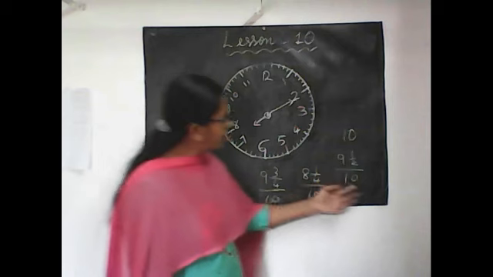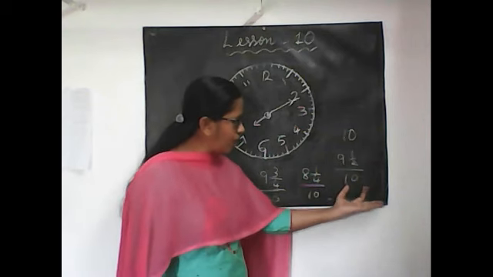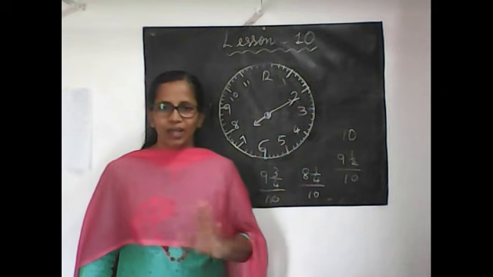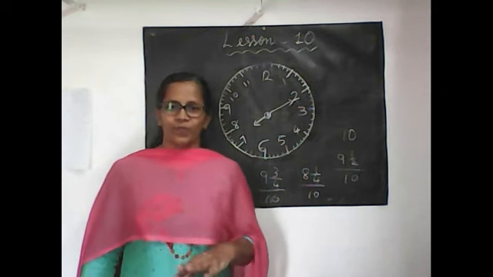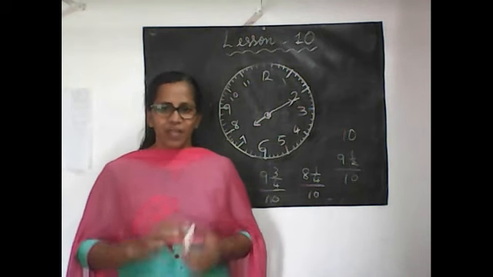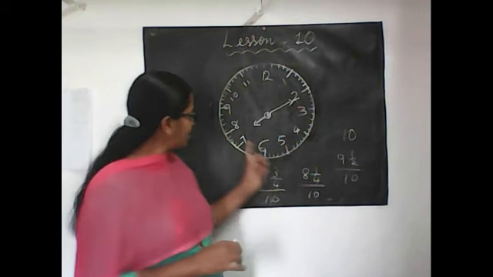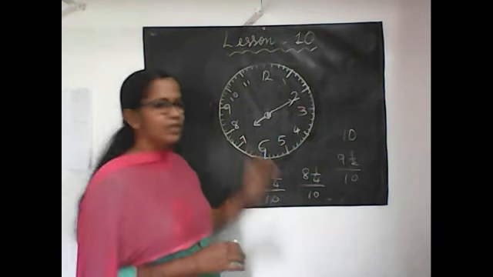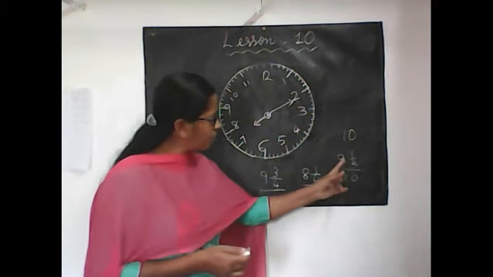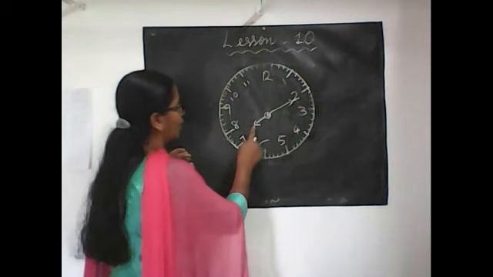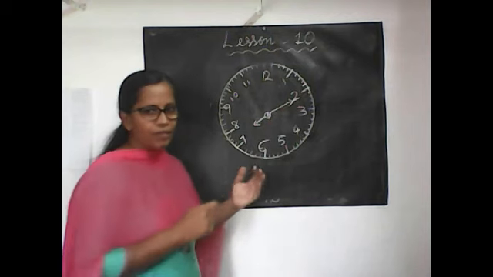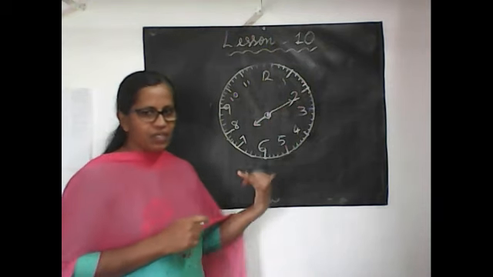Check this one. Out of 10, she got 9.5. That means her mark is not 9, and not 10 either. It is in between, more than 9 but less than 10. In the same way, for the time it is not at 8 o'clock but 7 is over, so it is in between 7 and 8. Same way your mark is in between 9 and 10. When you are saying the time, first we say the minute. After that we say the hour.